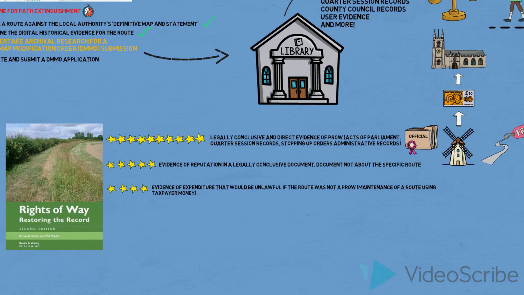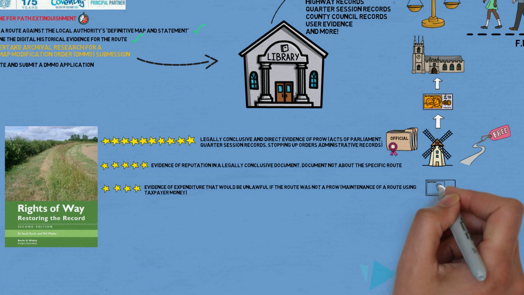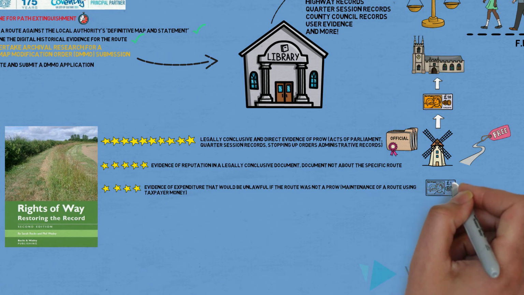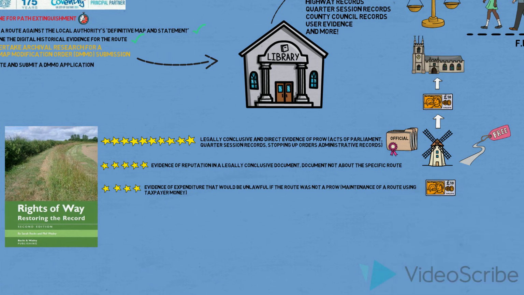4-star evidence is also inferential, but less direct than 5-star evidence. For example, if we can find evidence that a public authority spent public money maintaining a route, this is good evidence of a public right of way, as a local authority may not spend public money on private land. Records from highway boards show these costs and often score 4 stars.